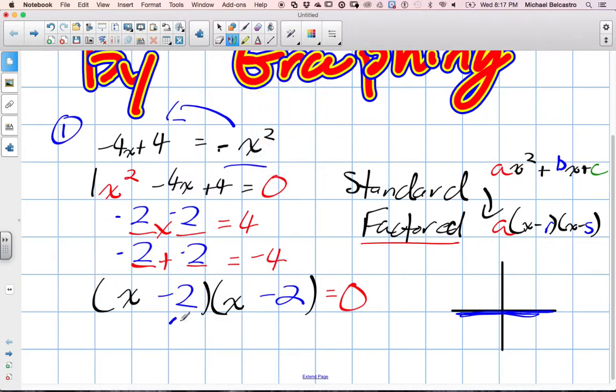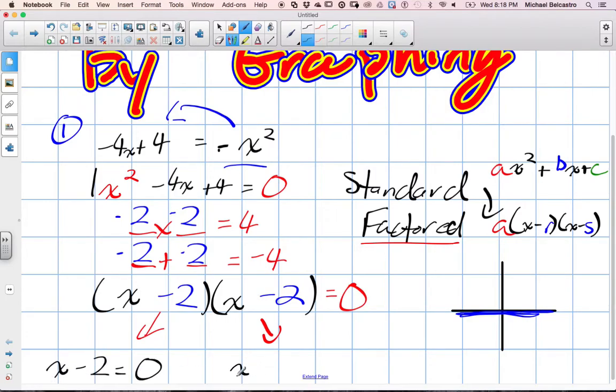You could call this x and this y, and x times y equals 0. In order to multiply to 0, one of these terms has to be 0. There's no other way to get to 0 by multiplication unless you multiply by 0. So we're going to split this and test both of them. We're going to say x minus 2 equals 0 and x minus 2 equals 0.